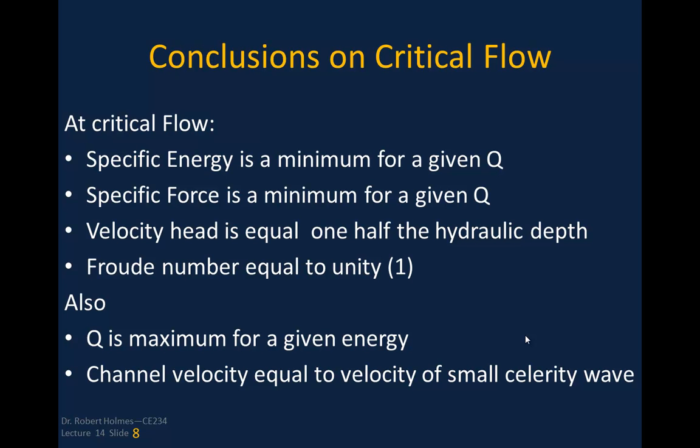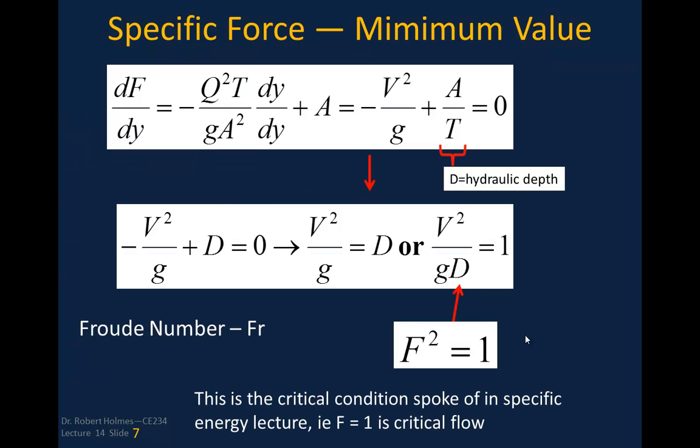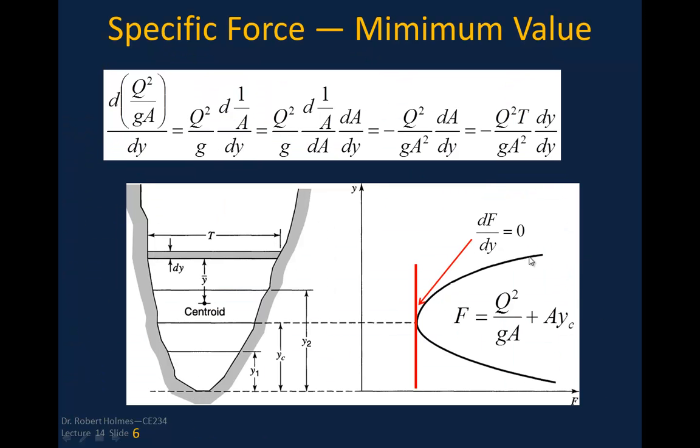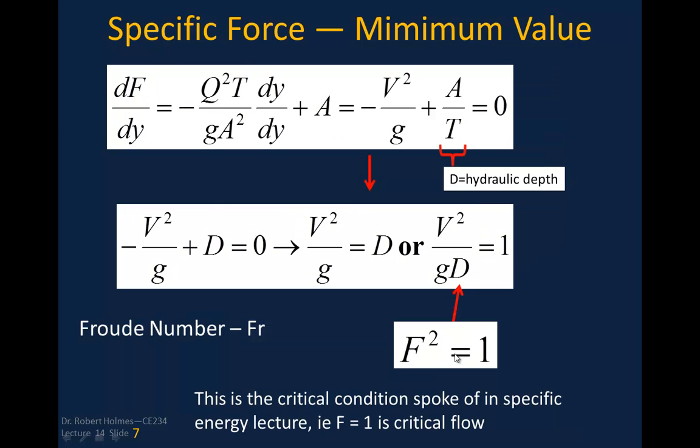All right, so what are our conclusions on critical flow? We had the lecture on specific energy on Monday of this week, and that was essentially that the specific energy is a minimum for a given Q. Specific force, now I've shown you, is a minimum for a given Q. And again, I want to remind you that this specific force diagram here is for a particular value of Q. As we go through, we have this Q that's constant, and we get this curve that's based on various values of the depth.